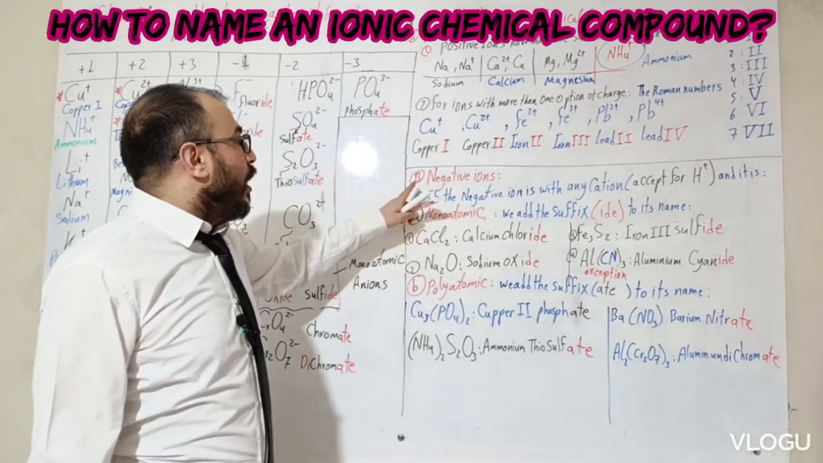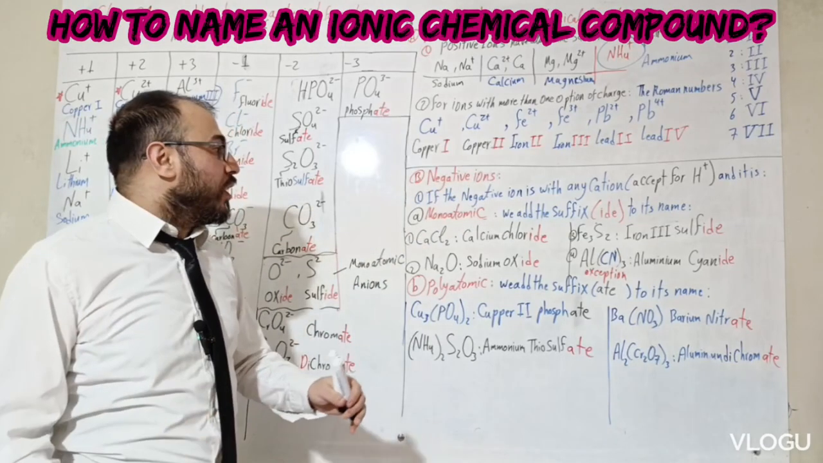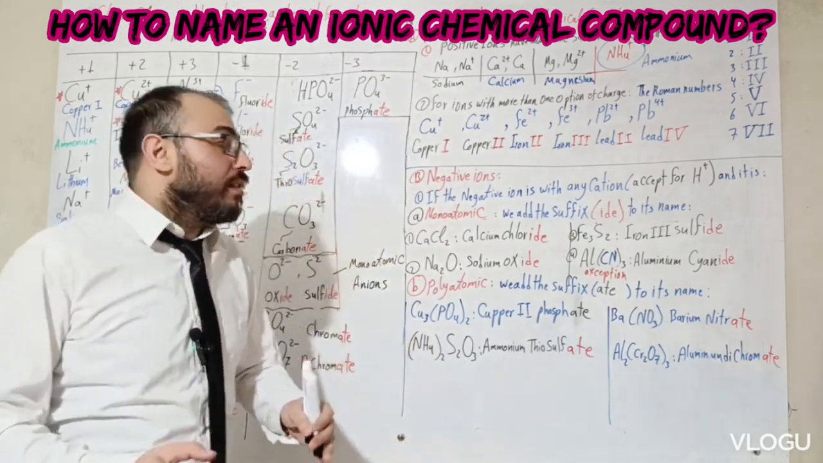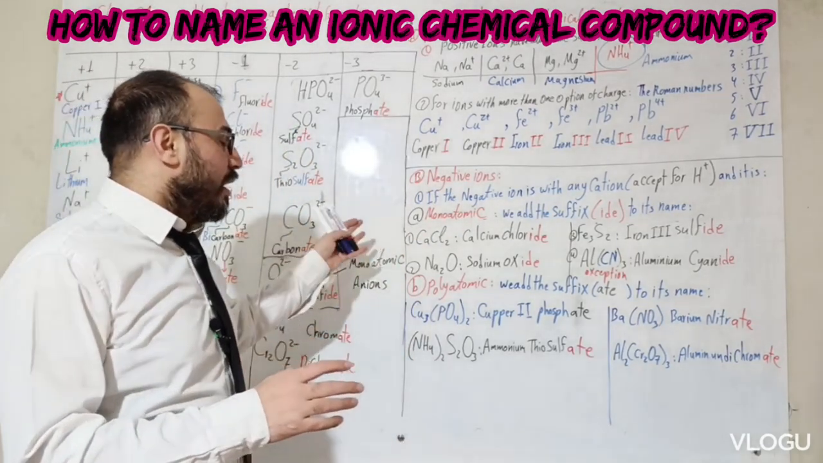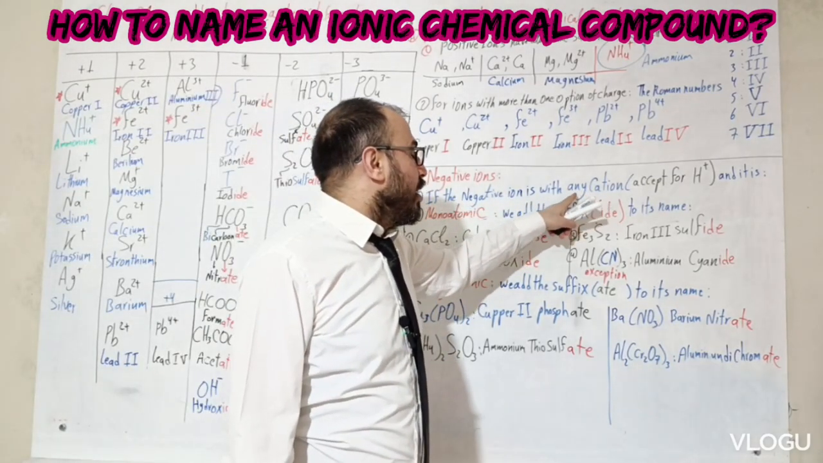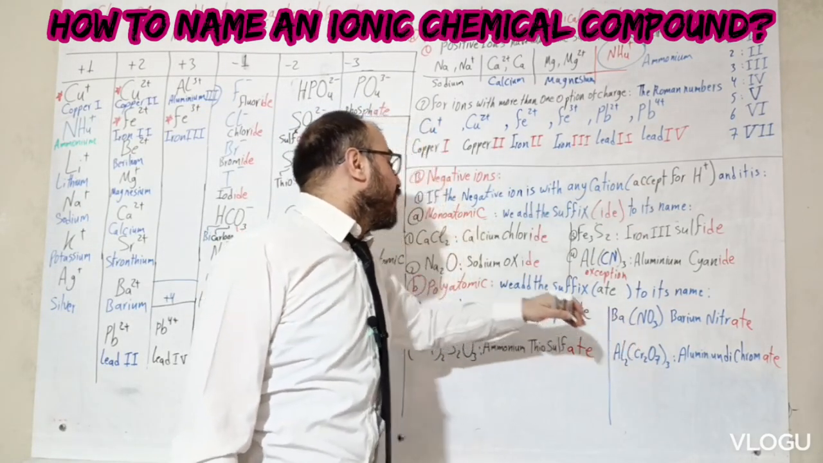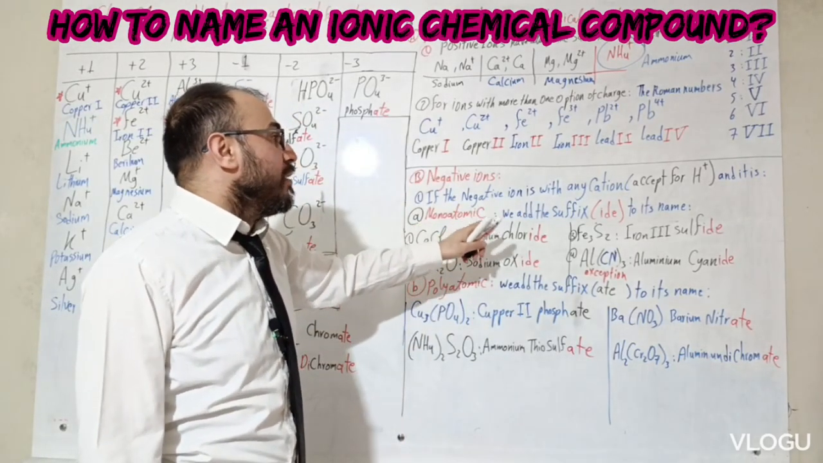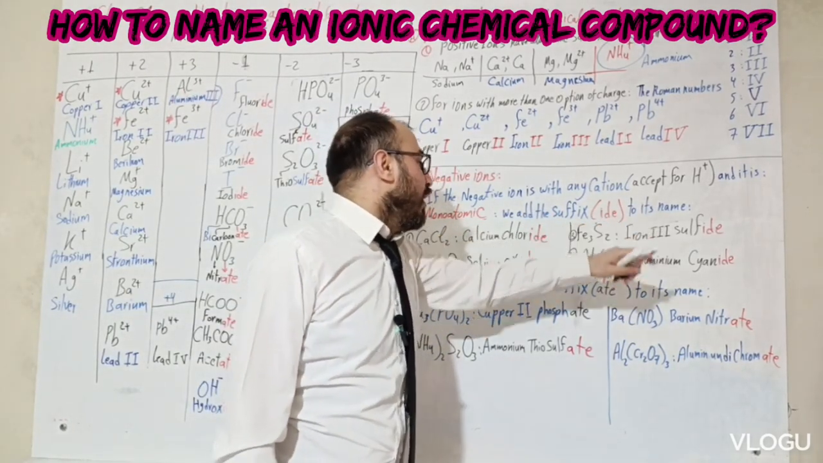And then, while for the negative ions, my friends, we said that the name of the atom is different from its anion. For example, we said if a negative ion is with any cation except for hydrogen, of course, we have monoatomic ions. We add the suffix "ide" for the names.